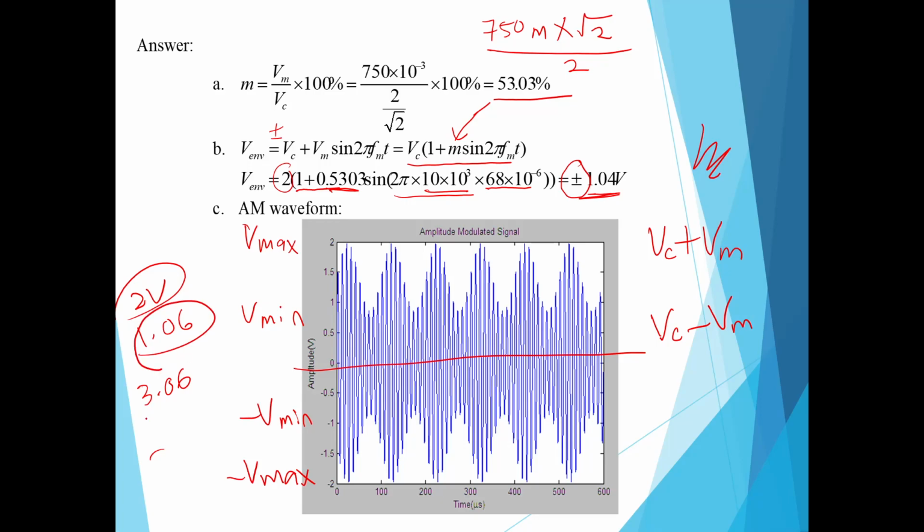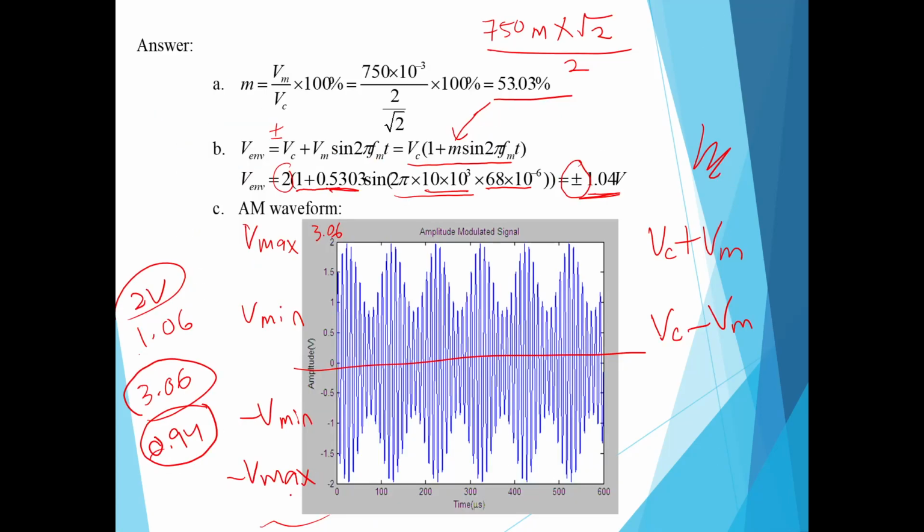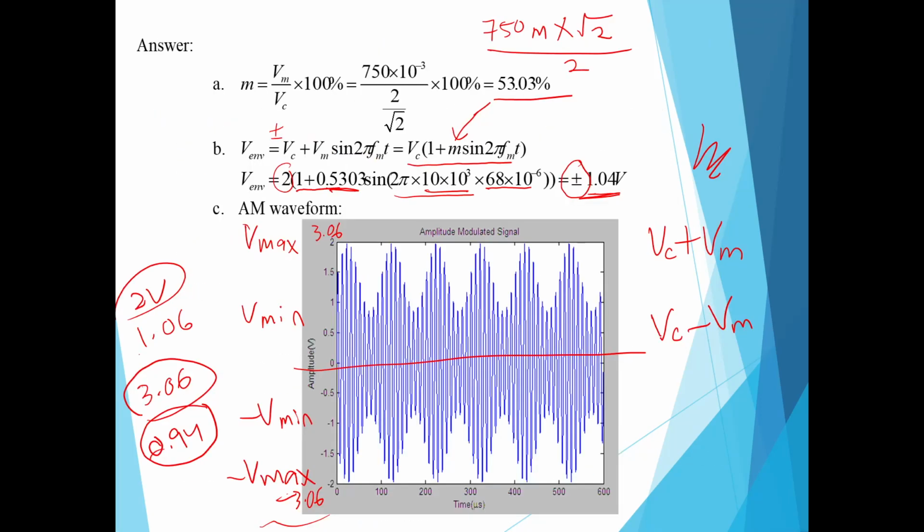So therefore the Vmax is 3.06. The Vmin is equal to 2 minus 1.06, around 0.94. Okay, for the Vmin. So here above is supposed to be 3.06. The highest peak is 3.06. The lowest peak is minus 3.06. And the Vmin is supposed to be 0.94. So positive 0.94 and also negative 0.94 for the negative Vmin.